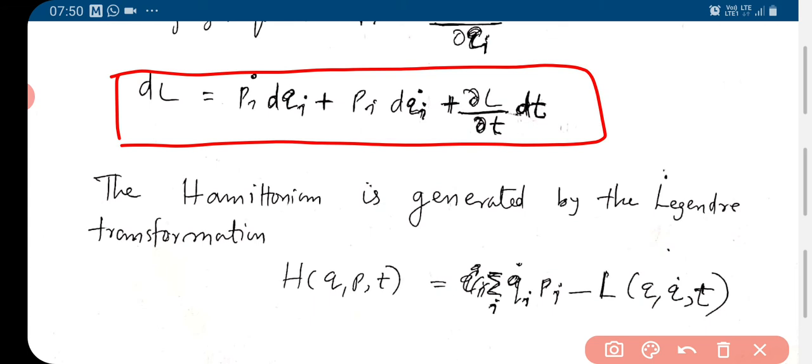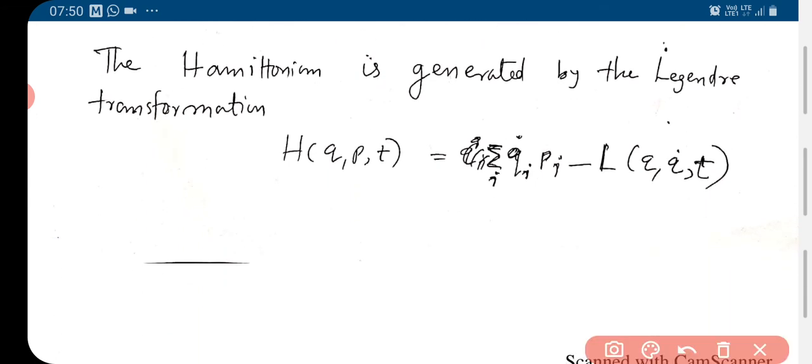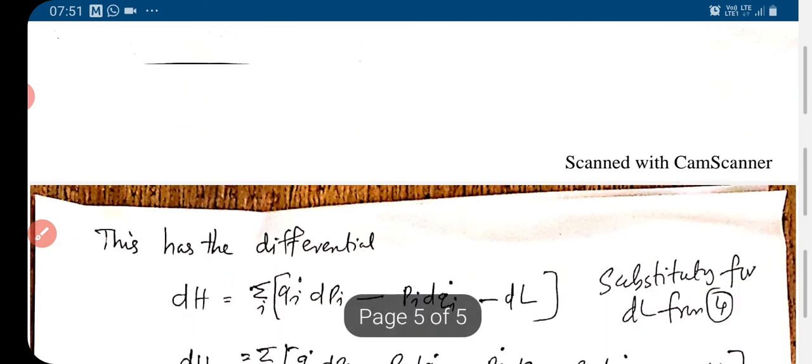Now we apply the Legendre transformation and we define the Hamiltonian like this: H, a function of q, p and t, which is sigma i of qi dot pi minus L. Okay, we define or generate the Hamiltonian, which is a function of q, p and t, whereas L is a function of q, q dot and t. So we have this, and we take dH.